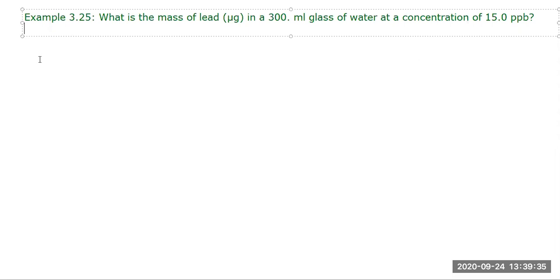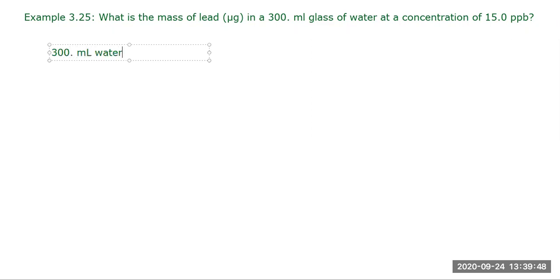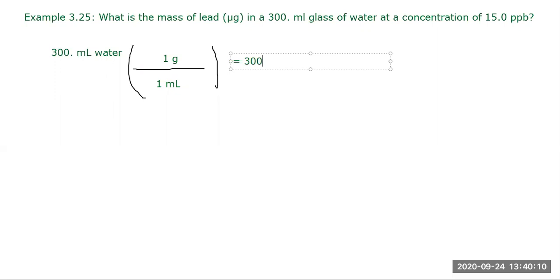So the first thing we need to do, if we're working in a ppm or a ppb calculation, is make sure our units match. We're asked about a mass of lead, so I don't like that we're given 300 milliliters of water. We're going to convert that to grams. You probably don't even need to see this calculation, but I will show it anyway. 1 milliliter is equal to 1 gram. Everybody knows the density of water, 1 gram per milliliter. So that is now equal to 300 grams of water.